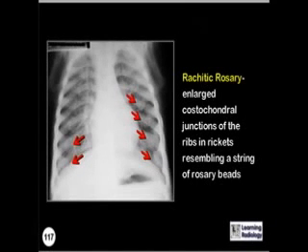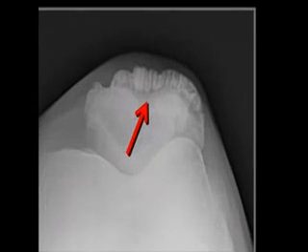This is the rachitic rosary, due to the enlarged costochondral junctions of the ribs in rickets, resembling a string of rosary beads. What is the name given to this sign?